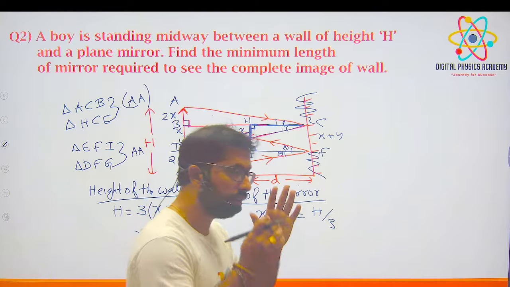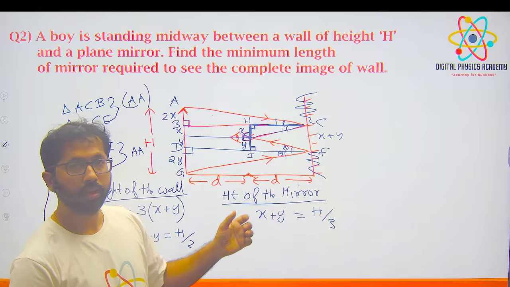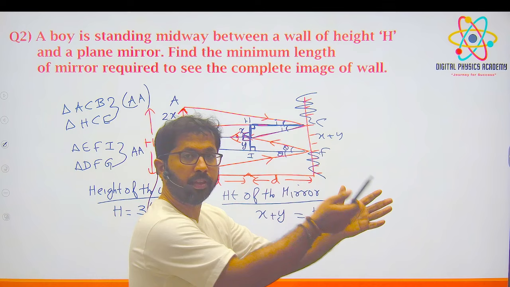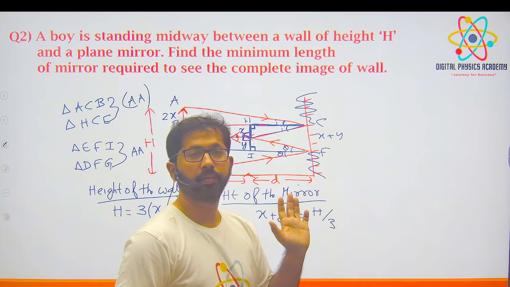So this also you have to keep the result in your brain. Okay, result याद रखो, very important. If wall height is h, you are standing in between, you want to see the complete image of the wall. Okay, आपको कितना mirror चाहिए? आपको h by 3 चाहिए, right?